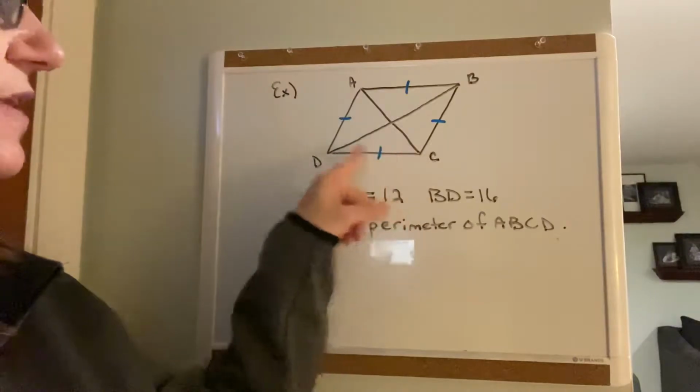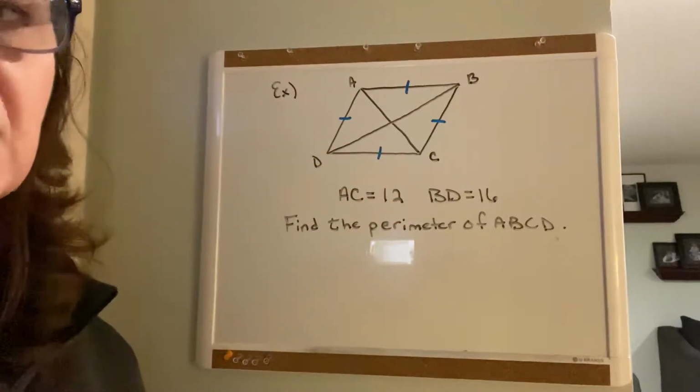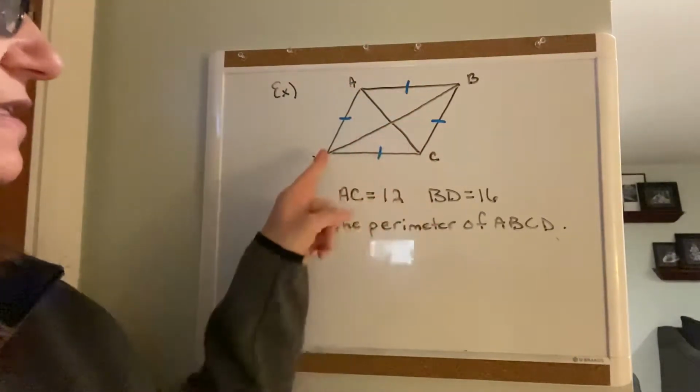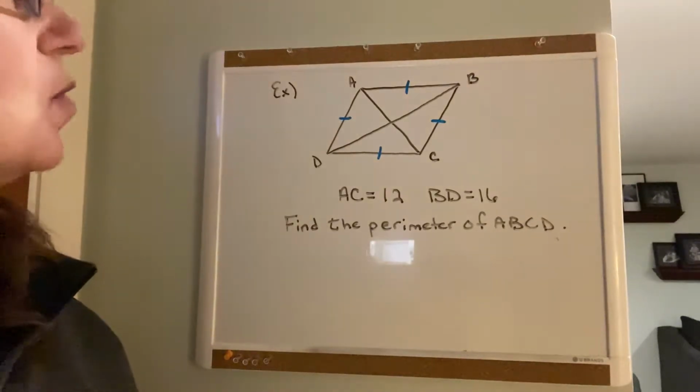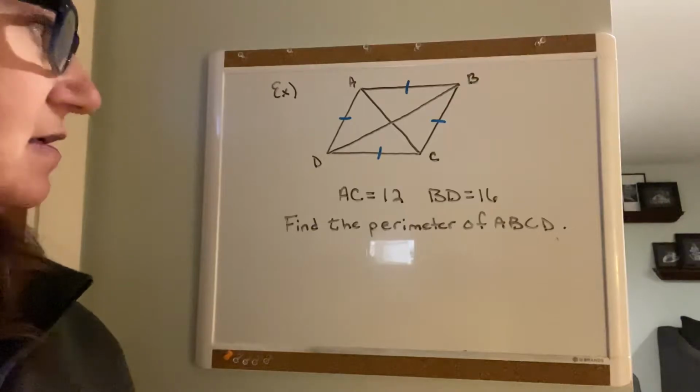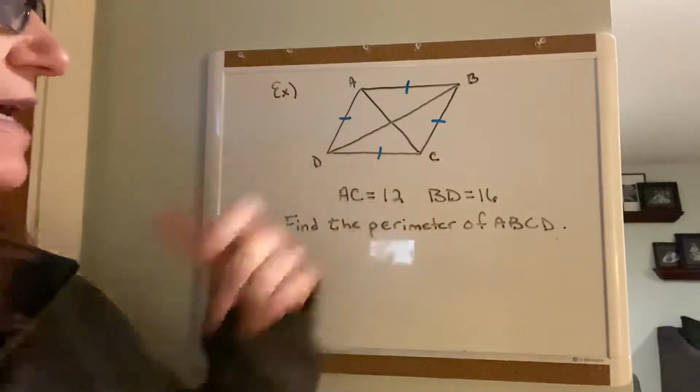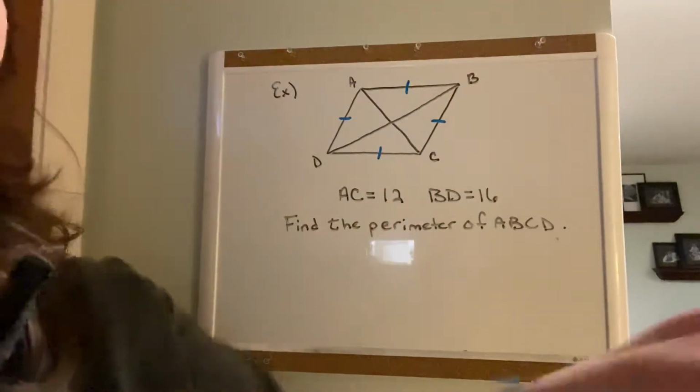You don't know about the angles, so you can't say it's a square. You don't know if A, B, C, and D are right angles. There's no information telling you that. So the only thing that you can assume here is that ABCD is a rhombus.